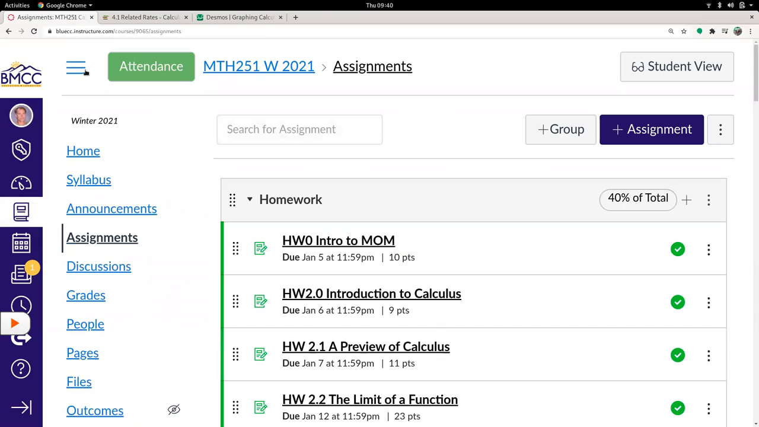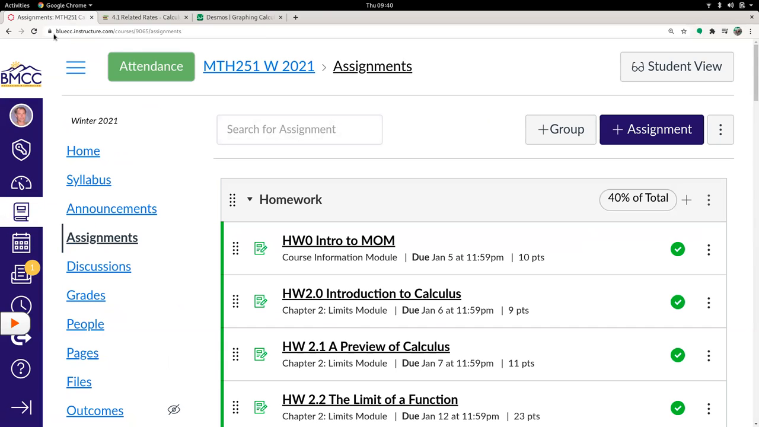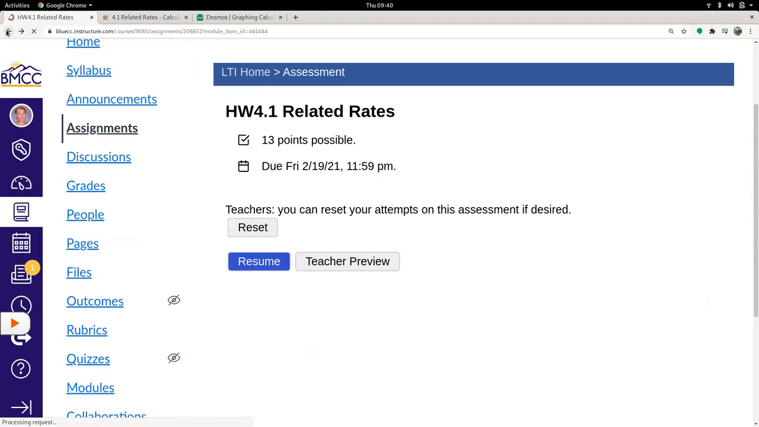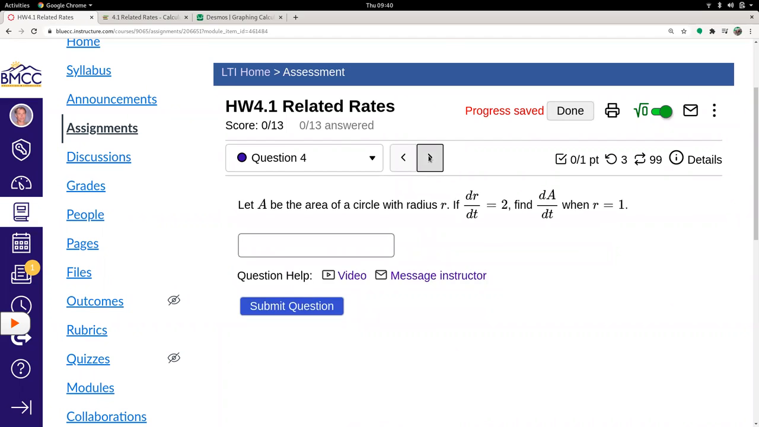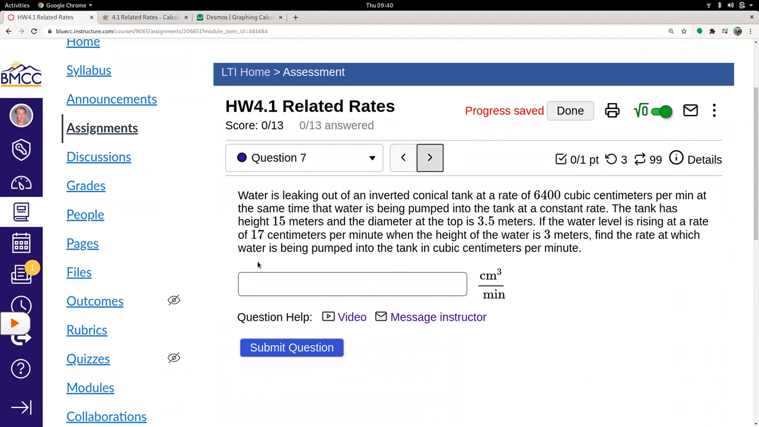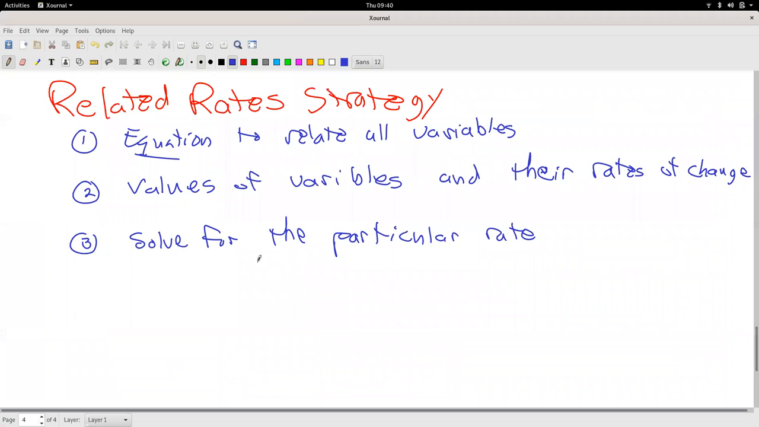Whoa, what did I just do? I hit the wrong button. My touchpad on my laptop's a little touchy sometimes. There we go. All right.